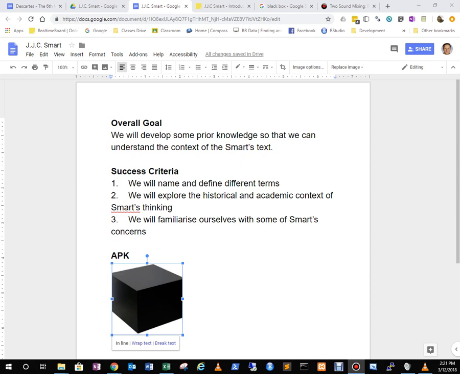Hey guys, and welcome to our introduction to the second text that we need to read for Minds and Bodies. This time we're reading a text by J.J.C. Smart. That's Jack Smart, or if you want to know his full name, that is John Jamison Carswell Smart.